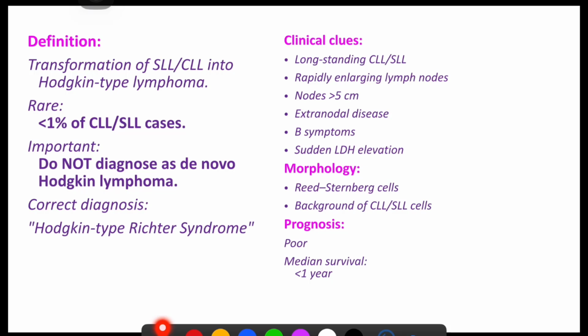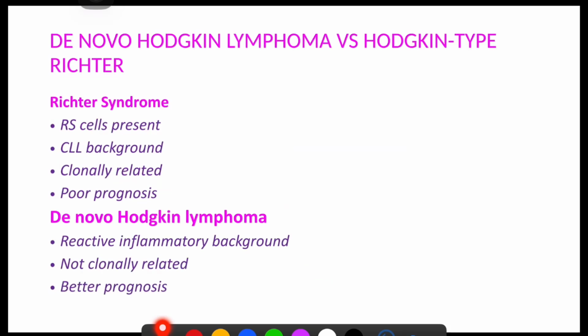The patient will have a long standing CLL SLL, rapidly enlarging lymph nodes, nodes more than 5 cm in size, extranodal disease, B symptoms, and sudden lactate dehydrogenase or LDH elevation. Morphology, we will find RS cells in the background of CLL SLL cells. Prognosis is poor and median survival is less than 1 year.